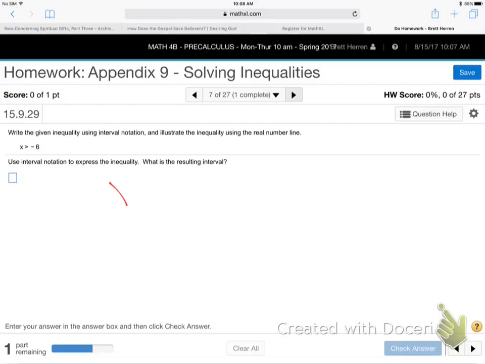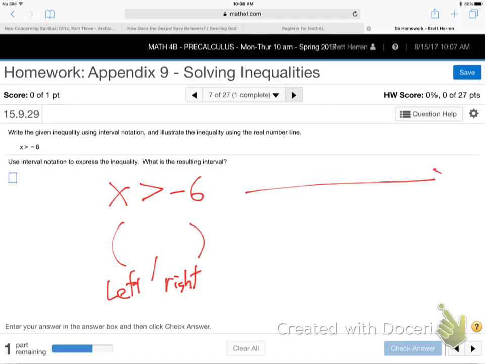All right. Okay, so it says x greater than -6. Can you write that? Let me give you a second. Write that as interval notation, which means 2 numbers, the left edge, the right edge.